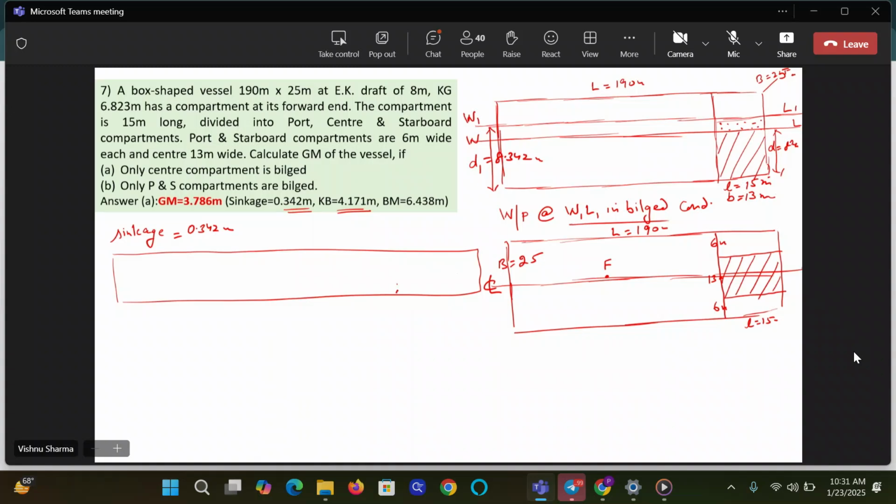Now, based on what you know, can you please calculate the BM? So KB, you already have 4.171. I'm not doing anything. You are doing the bulk of it. Calculate BM as 6.438. Is the center line the standard axis, yes or no, for the whole area, the lost area? Just see that. Try to calculate. If you're not able to, then let me know. And then you can get the GM answer and match it. If you're not able to match it, let me know.